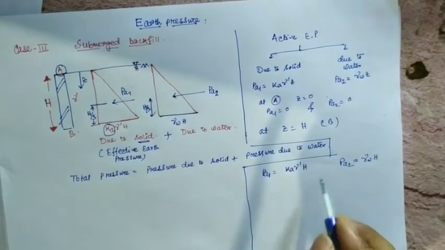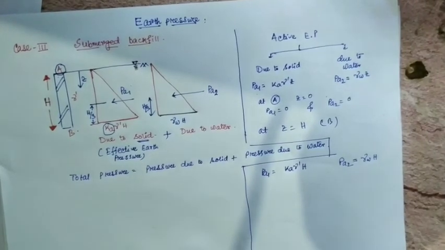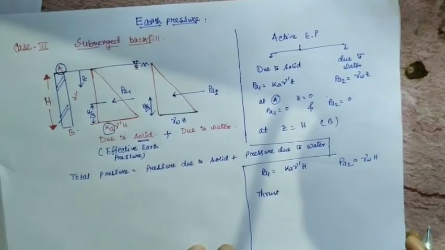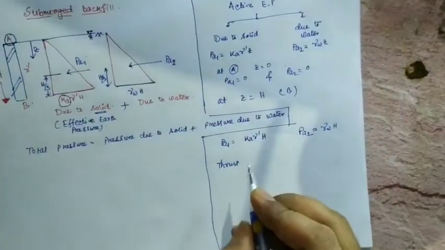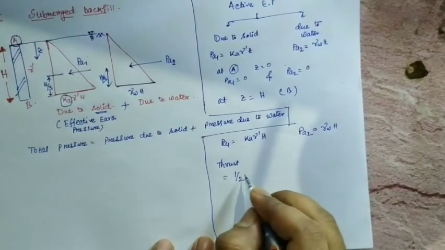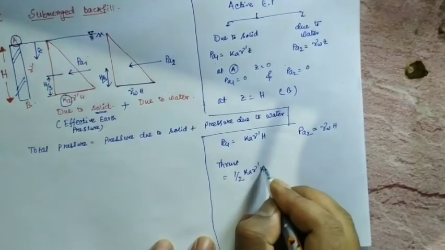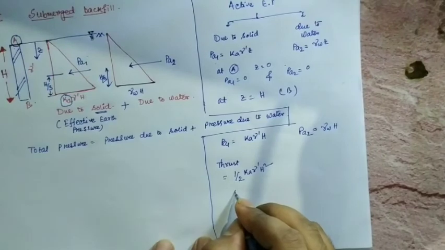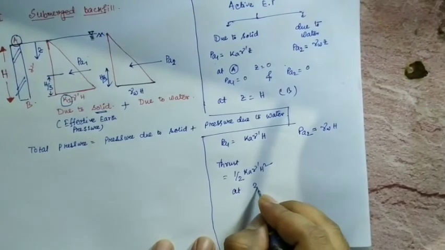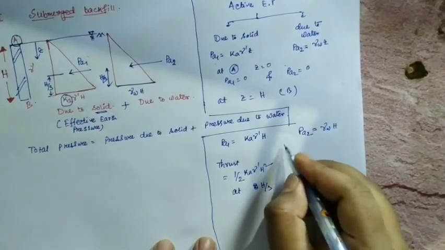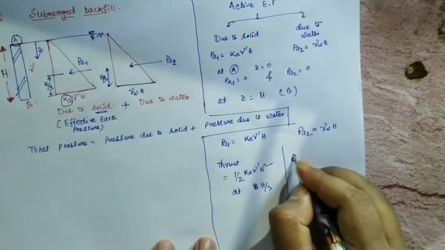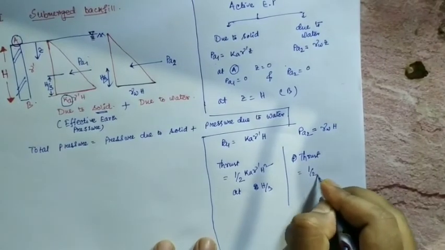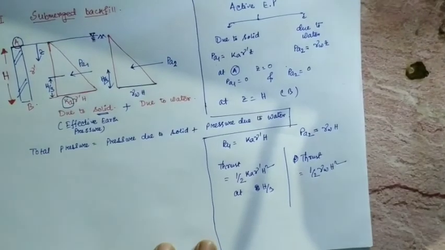So we got the pressure. Now the thrust, that means the force. I have proved all of this. The thrust will be half Ka gamma dash into H square, and it will act at the centroid, that means H by 3 from the bottom. And what about Pa2? The thrust will be half gamma W H square.